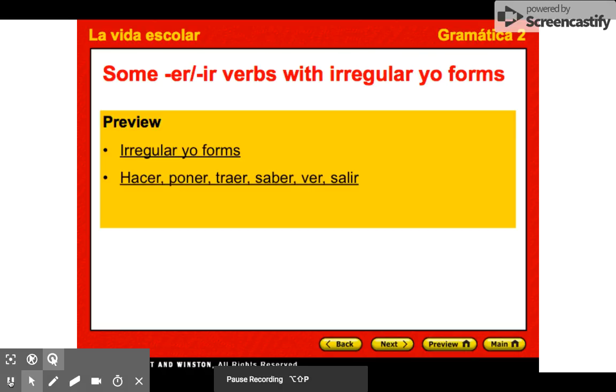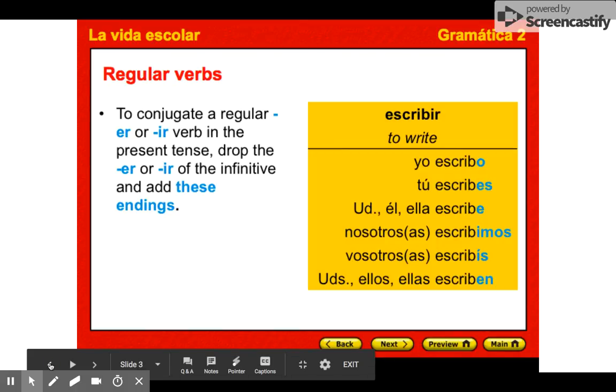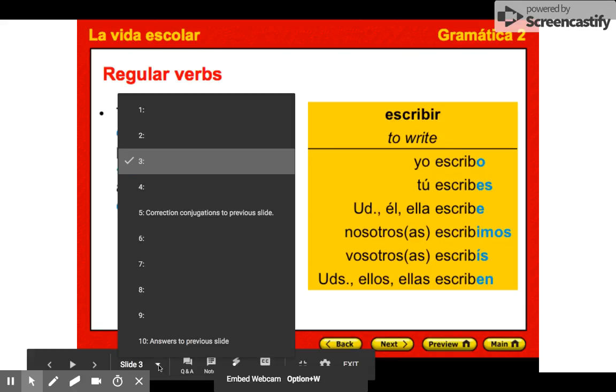So I'll say that again. It turns out the irregular yo forms, it's just the yo form. Everything else, all the other conjugations, follow the rules that we just talked about back here. I can't go back in my slideshow. Here we go. So it follows these rules. So it's just the yo form that's weird. The rest of these forms are just going to follow these same rules that you're used to.